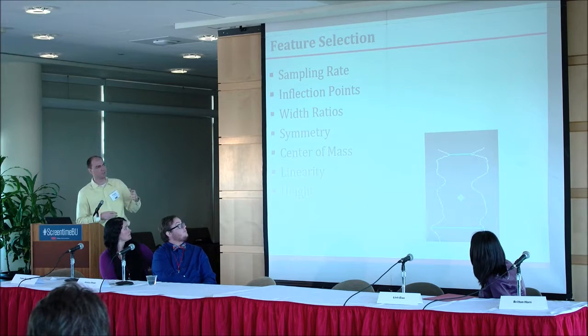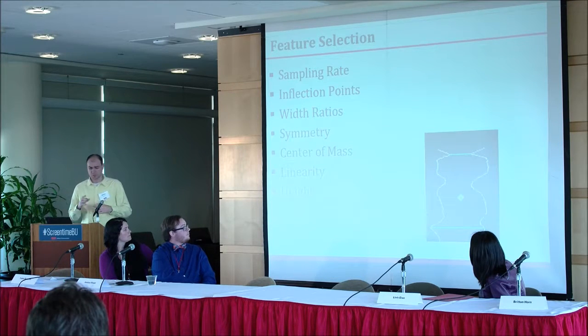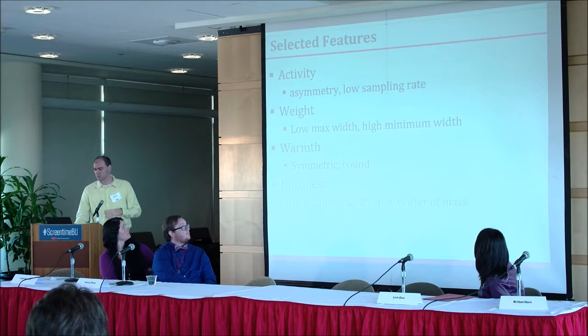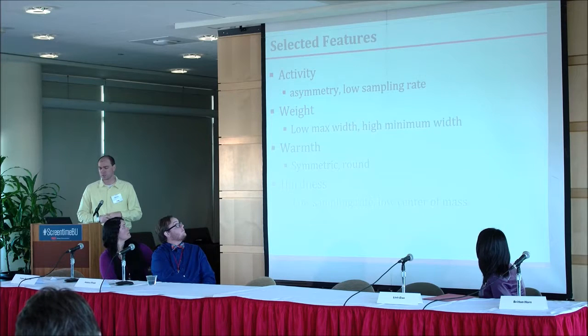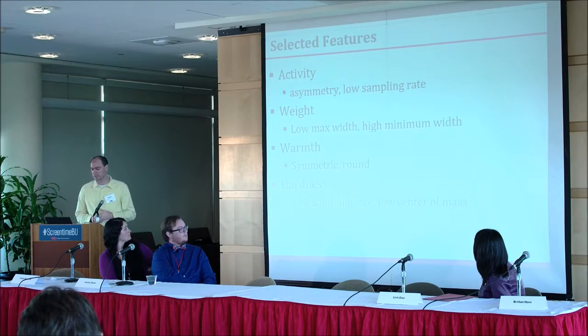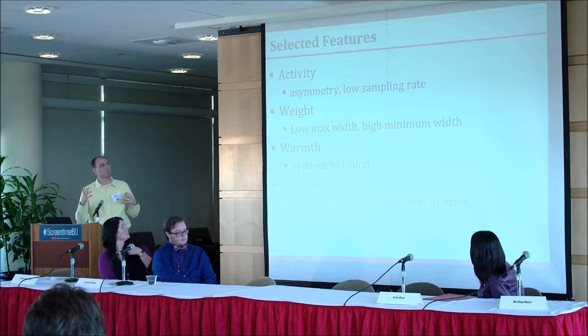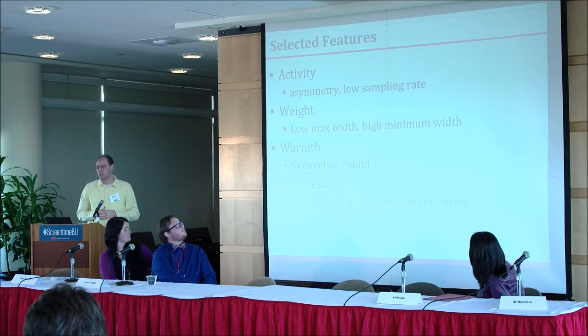So these were the features that we were looking at, a lot of different ratios and symmetries and things like that. So once we ran it through our feature selection process, these are the things that stood out for each one of the aesthetic measures. And so for example, with activity, we get things that are very pointy, very asymmetrical.